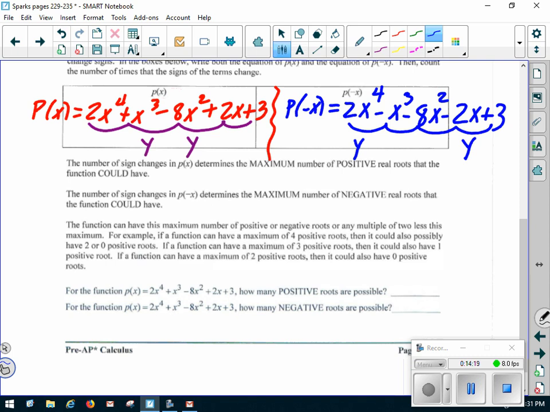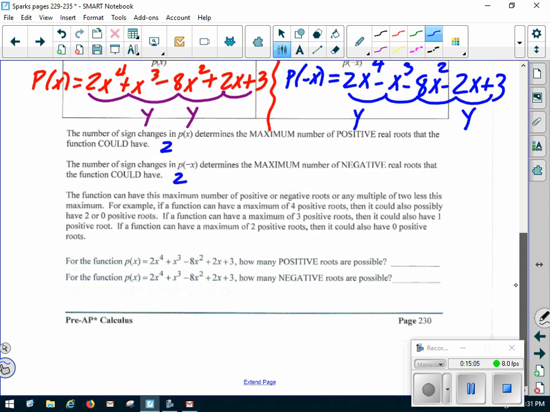Look at the words that are capitalized. The number of sign changes in p of x, which is 2, determines the maximum number of positive real roots that that function could have. At most, that function p of x could have 2 positive real roots. No more. It will not have 3. It will not have 4. It will have 2 at the most. The number of sign changes in p of opposite of x determines the maximum number of negative real roots that a function could have. This thing could have at most 2 negative real roots. It will not have 4. It will not have 3. No more than 2.